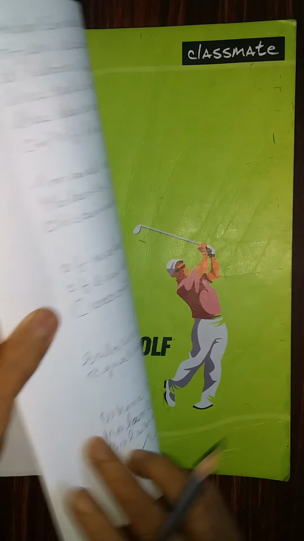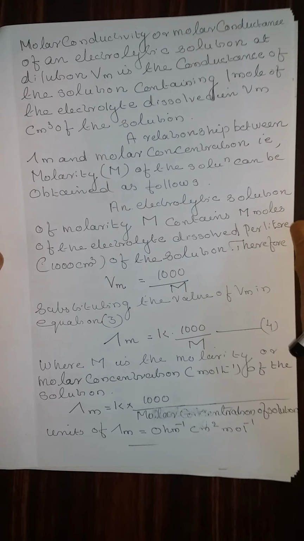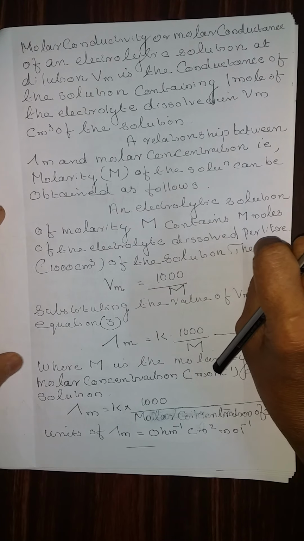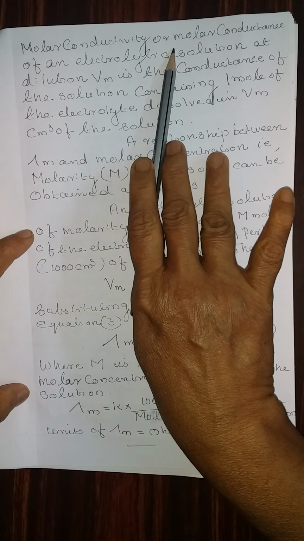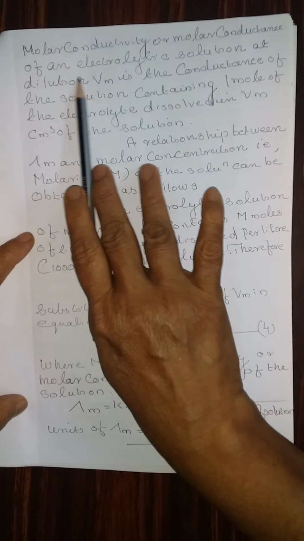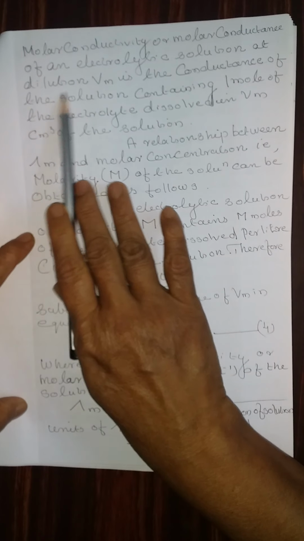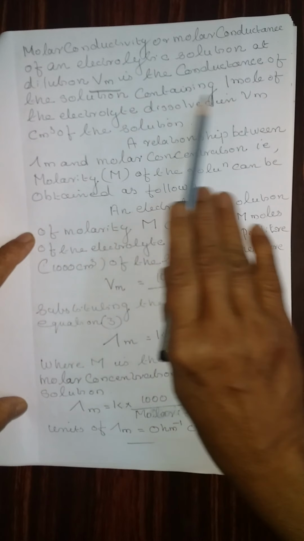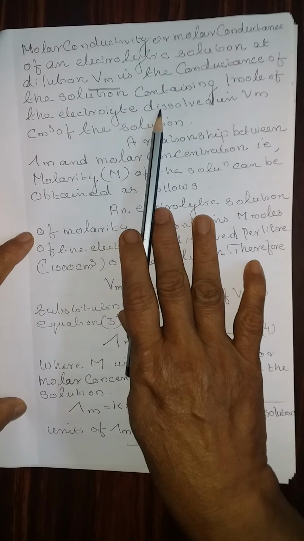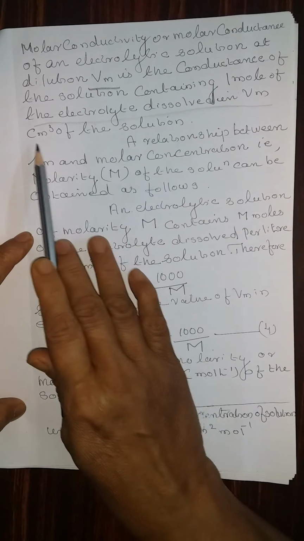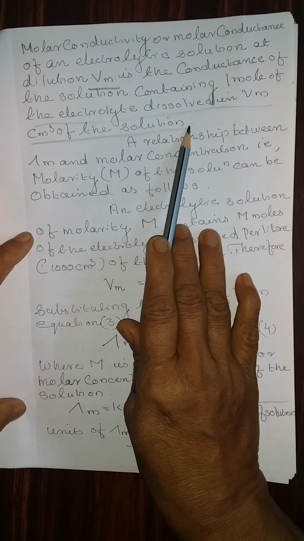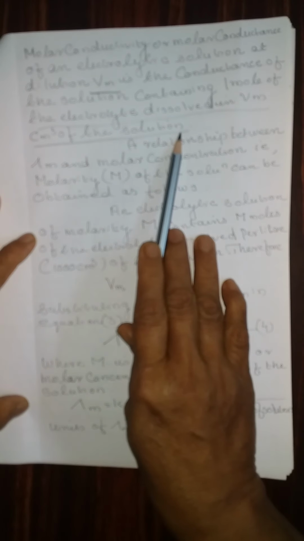Therefore, derive both the equations. Then only we can derive the relationship between molar conductivity and equivalent conductivity. Molar conductivity or molar conductance of an electrolytic solution at dilution Vm is the conductance of the solution containing 1 mole of the electrolyte dissolved in Vm centimeter cubed of the solution.